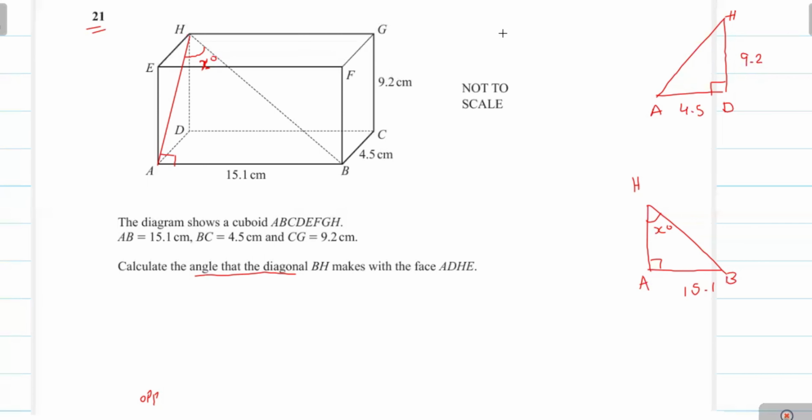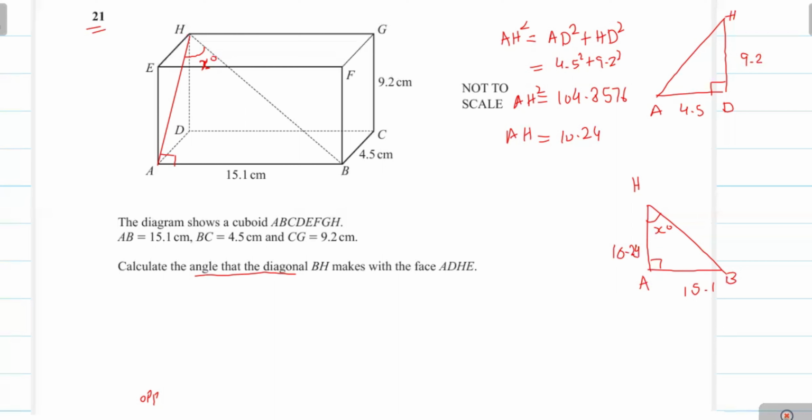This is the right angle triangle, so we use the Pythagoras theorem. Therefore, this hypotenuse AH square will be equal to AD square plus HD square. Therefore, we can write 4.5 square plus 9.2 square. And this value is equal to 104.8576. And the square root of AH square is AH, and the square root of 104.8576, that value is equal to 10.24. We write here 10.24.